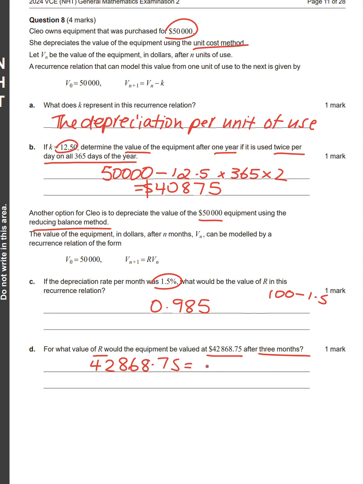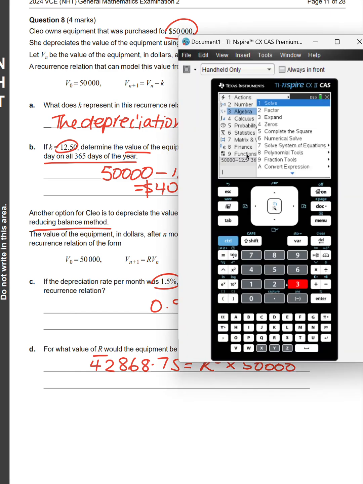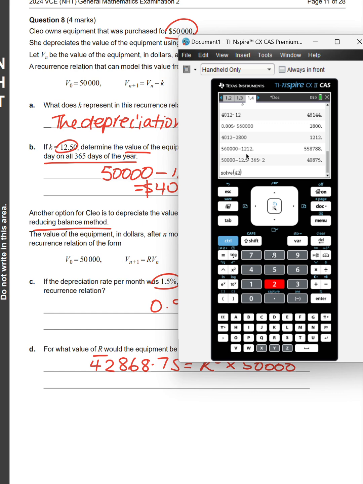42868.75 equals R to the power of 3, because it's 3 months, times the original value. Now again, I've just taken that from the rule because I'm looking at things in the future. So that's a solve problem. So 42868.75 equals R to the power of 3 times 50,000, R gives me 0.95.